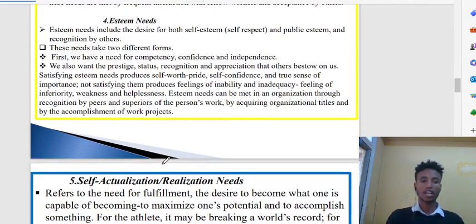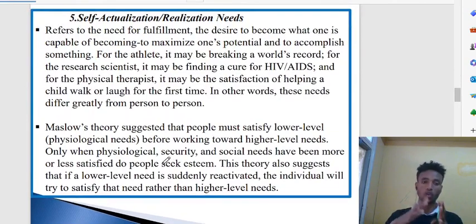After we fulfill those four stages, we tend toward self-actualization. According to Maslow's theory, self-actualization or self-realization needs refer to the need for fulfillment, the desire to become what one is capable of becoming, to maximize one's potential and accomplish something.